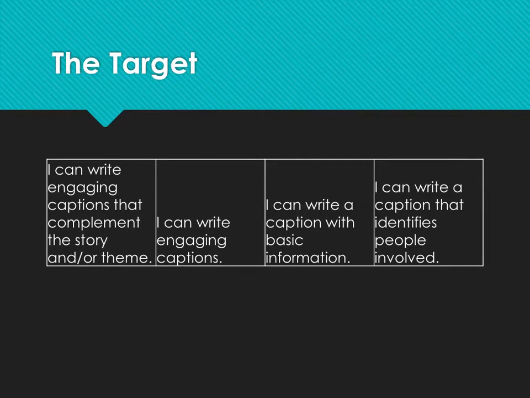Our target here starts at the 1 level with being able to write a caption that identifies the people involved. So at bare minimum, you should be able to label it by the people who are in that picture. At the 2 level, you're also adding some basic information about what's going on. Let's not assume that 50 years from now we're all going to remember what was going on in these pictures. It's helpful to give a brief description as to what was in fact happening when the picture was taken.